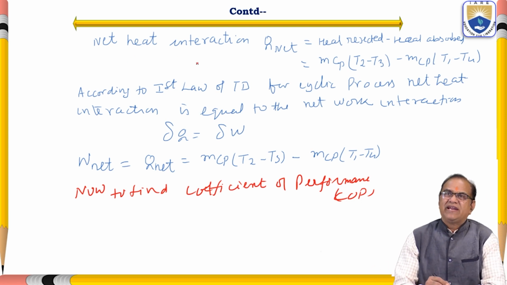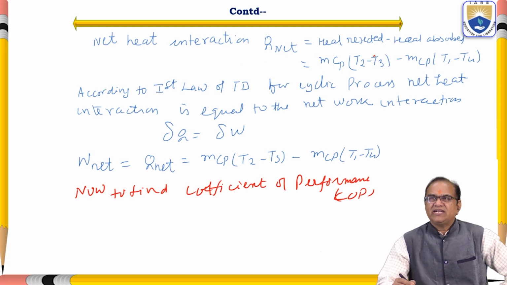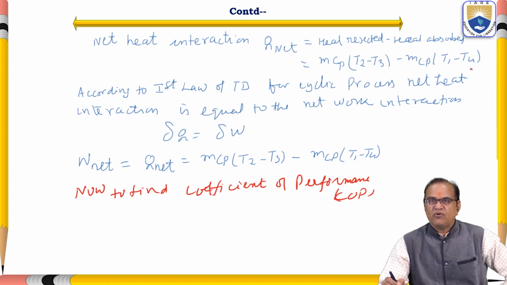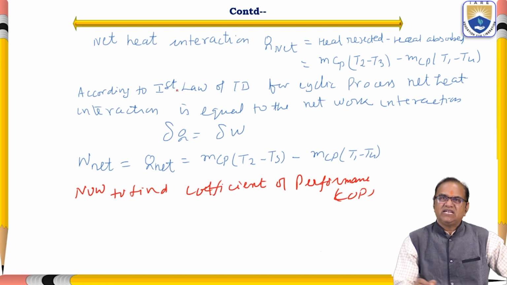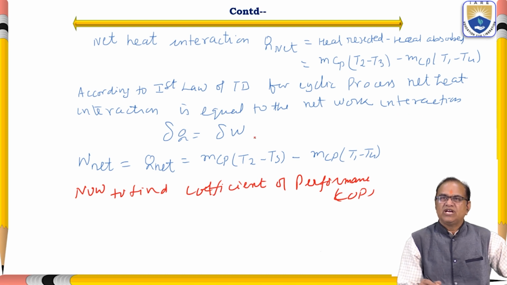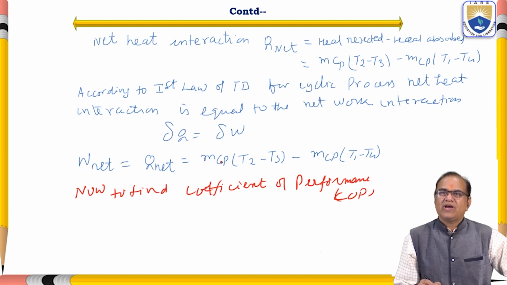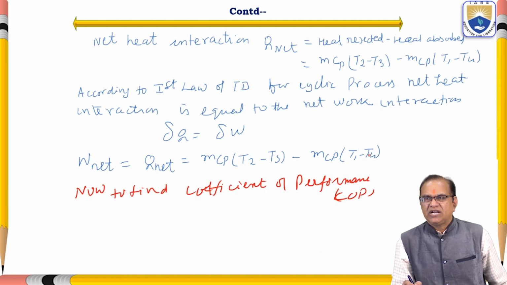So how much is the net heat extraction? Q net is equal to heat rejected minus heat absorbed. So heat rejected is m Cp (T2 minus T3) and heat absorbed is m Cp (T1 minus T4). According to the first law of thermodynamics, for a cyclic process, net heat interaction is equal to the net work done, means del Q is equal to del W. So W net is equal to Q net is equal to m Cp (T2 minus T3) minus m Cp (T1 minus T4).